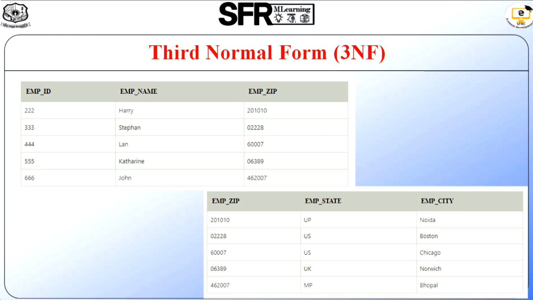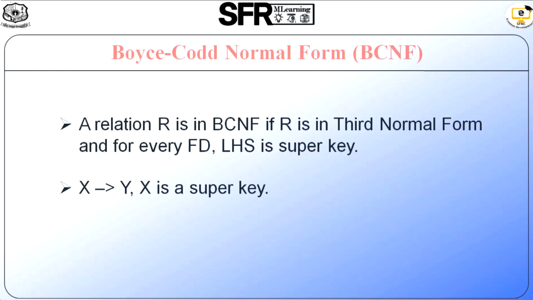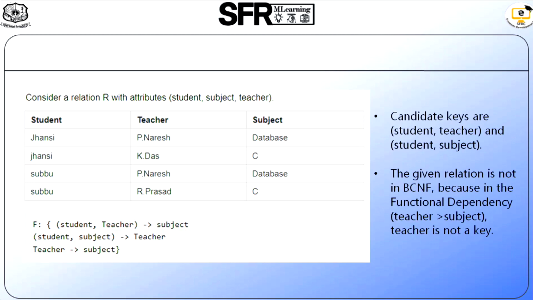employee city. The next topic is BCNF, that is Boyce-Codd normal form. A relation is in BCNF if it is in 3NF and, for every functional dependency X determines Y, X must be a super key. If X is not a super key, then it is not in BCNF. So here we see an example.